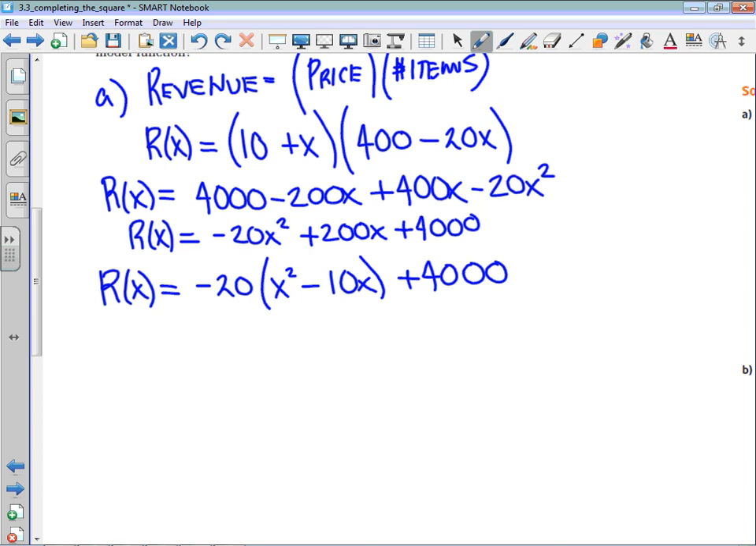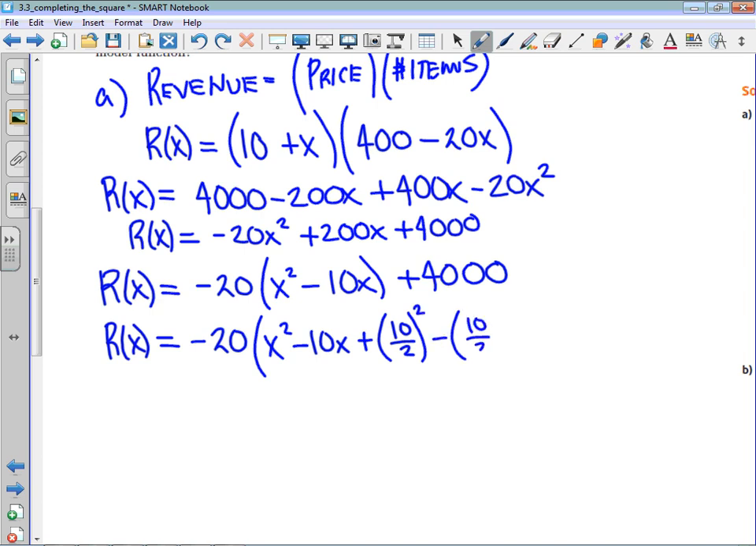All right, now within that bracket, I'm going to use the same technique I did in the previous example. I am going to take whatever the coefficient is on x, and add half of that, so divide it by 2 and square it. Then I'm also going to subtract half of that, so divide the 10 by 2 and square it within the bracket, and then I am still going to add 4,000 after all that is done.